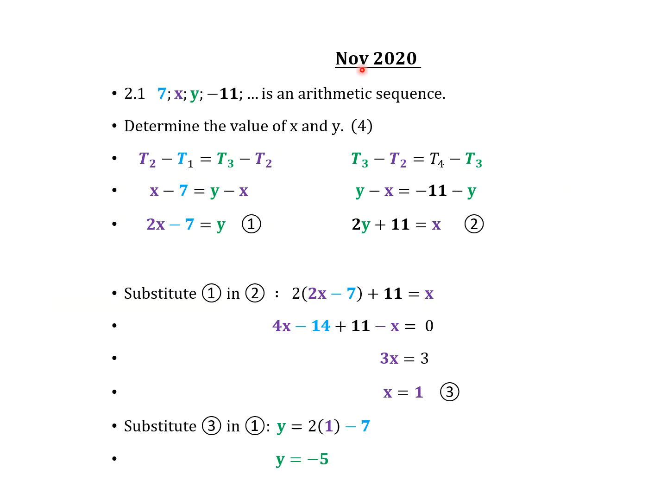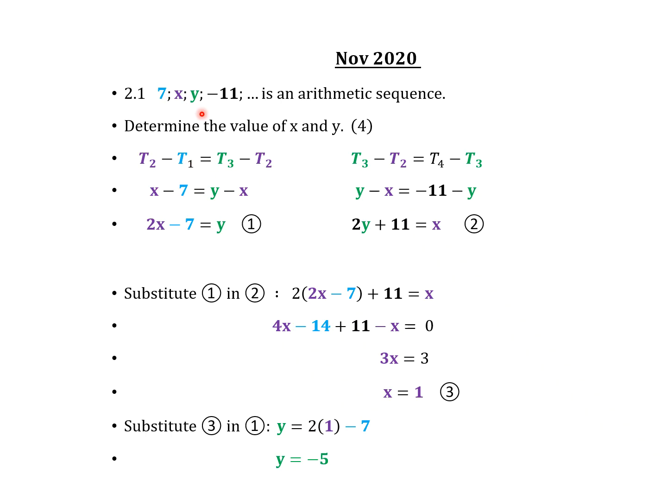So they say November 2020, 7, x, y, minus 11 is an arithmetic sequence. Determine the value of x and y for 4 marks. Because it's an arithmetic sequence, I can say term 2 minus term 1 must equal term 3 minus term 2. Same thing applies: term 4 minus term 3 must equal term 3 minus term 2. Right? So if I substitute, term 2 is x, term 1 is 7.